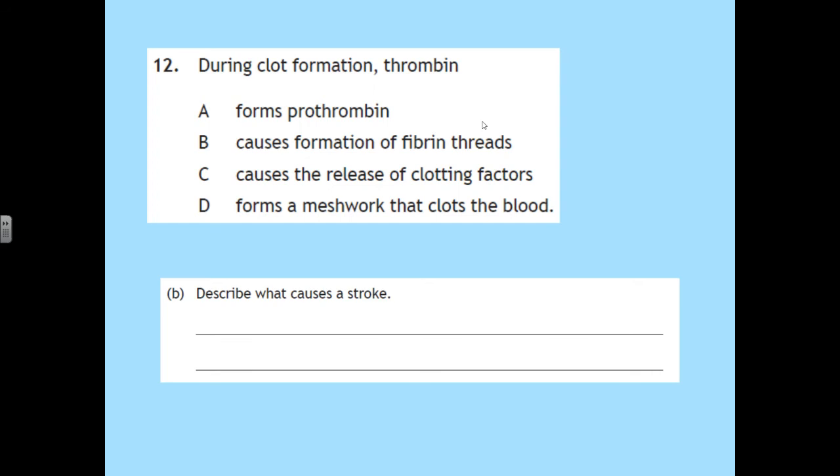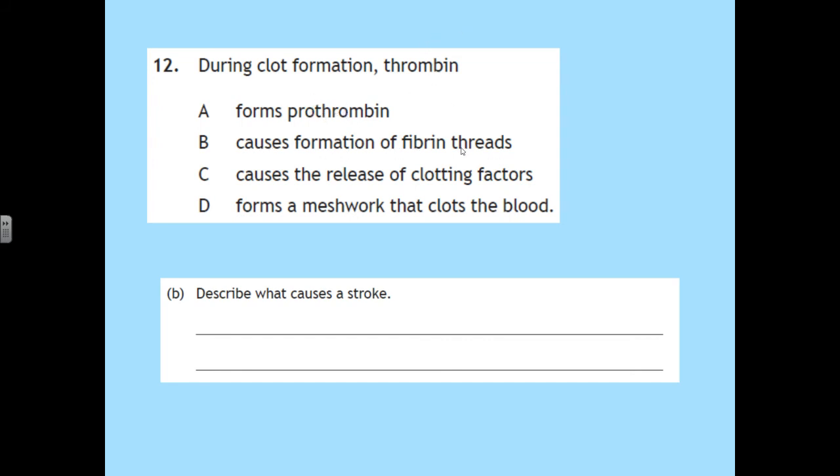During clot formation, thrombin, what does it do? So it's always easy to think clotting factors, prothrombin to thrombin, fibrinogen to fibrin. If you remember clotting factors, it kind of brings you through. The first one's an enzyme, the second one is the mesh. So thrombin, nope, prothrombin forms thrombin, so that's not right.